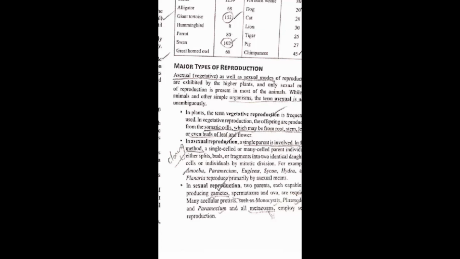Ambiguous means what is the meaning? Sometimes it may act as asexual reproduction, sometimes it may be sexual. Here we have to discuss one by one. Okay, first one is called vegetative reproduction.